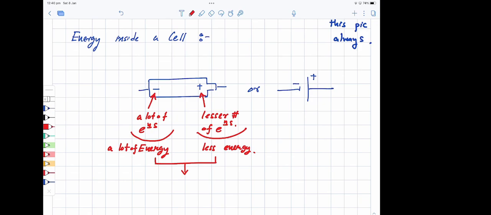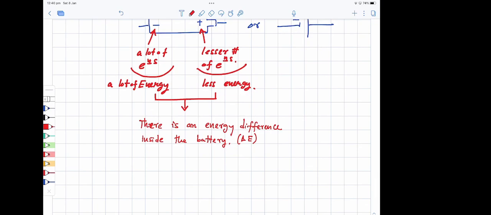Okay, very important to understand. There is an energy difference inside the battery. Okay, we call it delta E. Delta means delta is used to denote the difference as well, right? Delta, if you did math with me, you know delta has two meanings. One is difference. The other one is small.